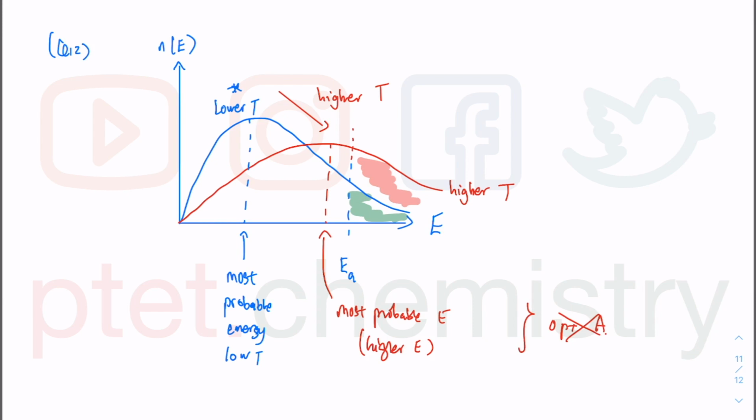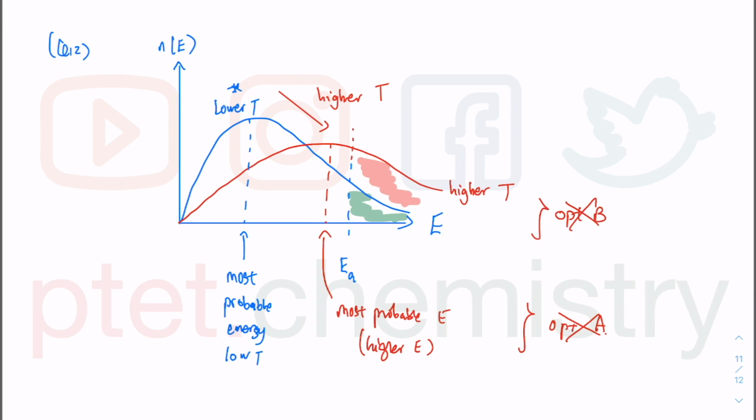Number of molecules with the most probable energy would increase. Well, when I go to the lower temperature, the area under the graph decreases from both the red and the green to just become the green. So option B is definitely wrong at the lower temperature. You've got to read carefully. The increase is the wrong bit, yeah? The area under the graph would decrease.